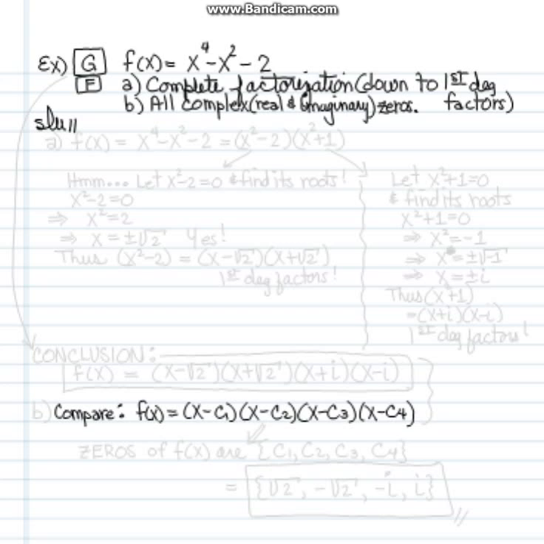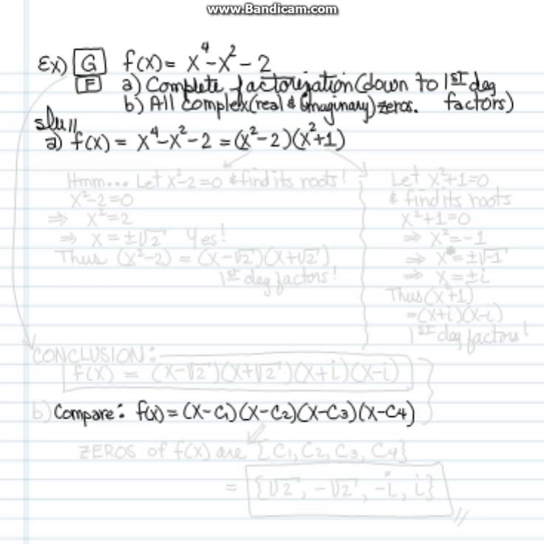Find the complete factorization. Let's see, we've got f of x equals our given x to the fourth minus x squared minus 2, and we can factor that by guessing x squared minus 2 times x squared plus 1. Now to find the complete factorization, we have to figure out what roots go in there, because as it stands now, each of those factors in parentheses are not first degree. Those are second degree factors. They need to be broken down further.